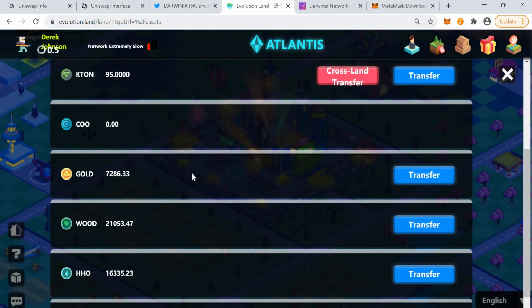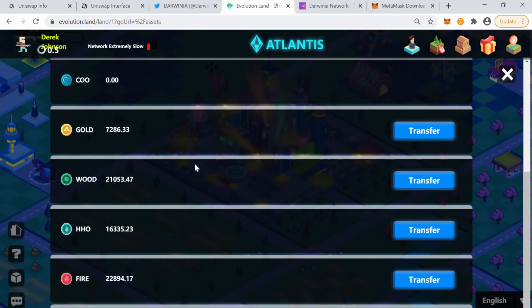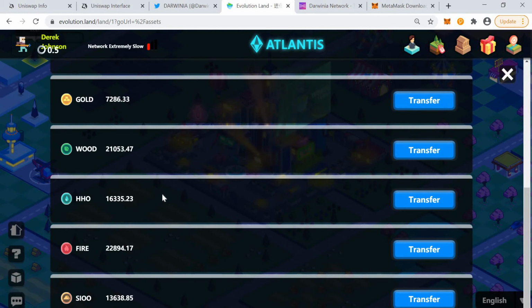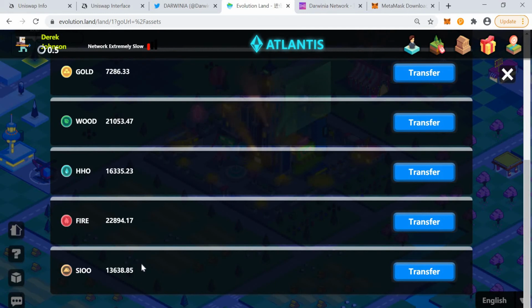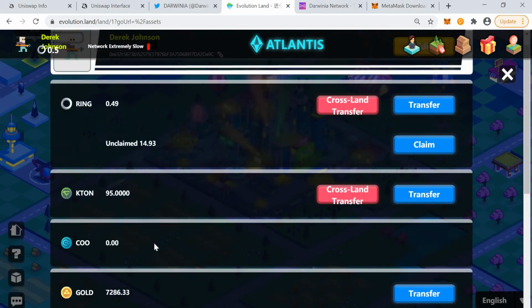So there's gold. Gold is a resource used to add attributes to apostles, which are then used for mining. If your apostle has a higher level of gold stat or attribute, then it can mine better and faster. We'll talk more about resources, apostles and mining in another segment. Wood, same thing, another resource. HHO, which is water, hydrogen, I would consider that fire, and silicon, so sand essentially. Okay, so those are the resources.